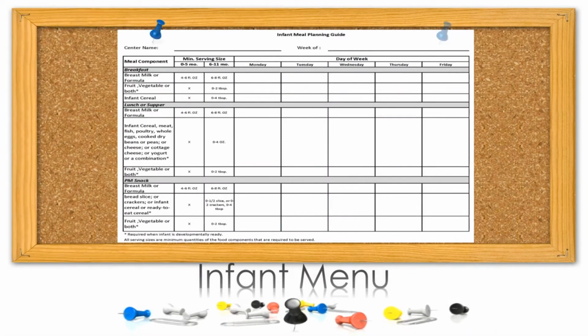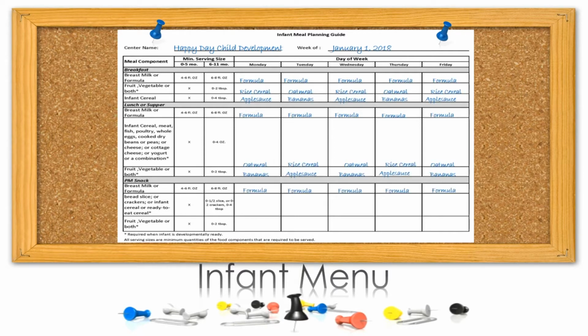The Infant Meal Planning Guide can be completed much like the Child Meal Planning Guide. At the top, you want to provide your center name as well as the date. On the Infant Meal Planning Guide, you want to be sure that you complete all available fields. This does not mean that each item was served, it simply means that all the required items are available when the child is developmentally ready.